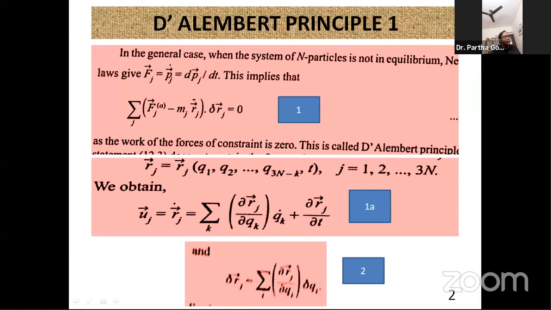Sir, Prashant asks, virtual displacement means there is no displacement actually. If there is no displacement, then work done will be zero. It's already clear. Then why are we bringing the concept of virtual work?